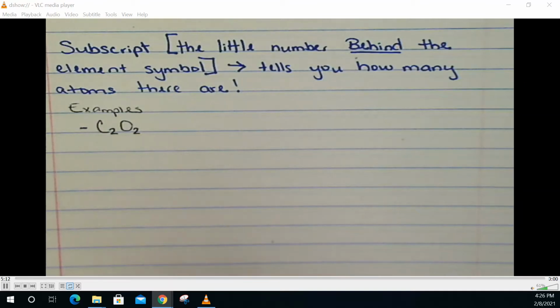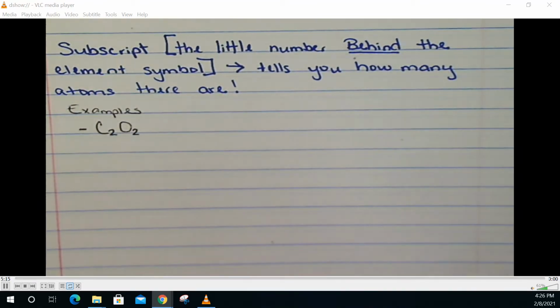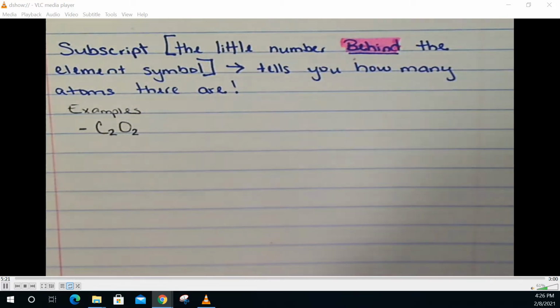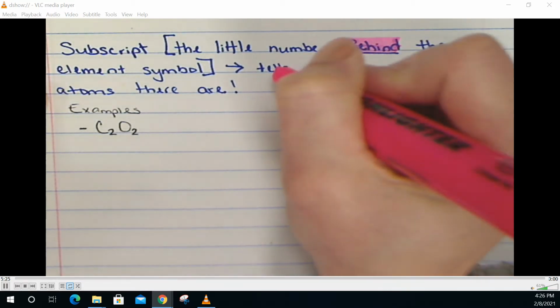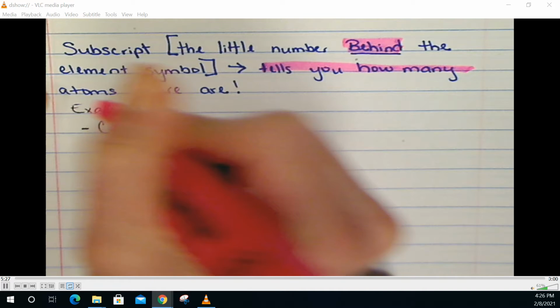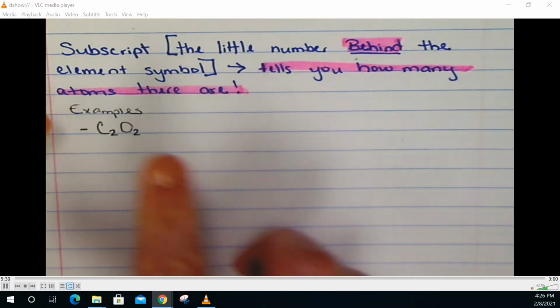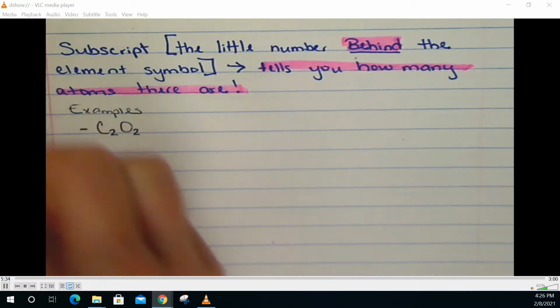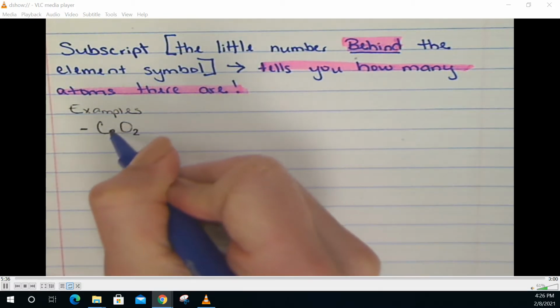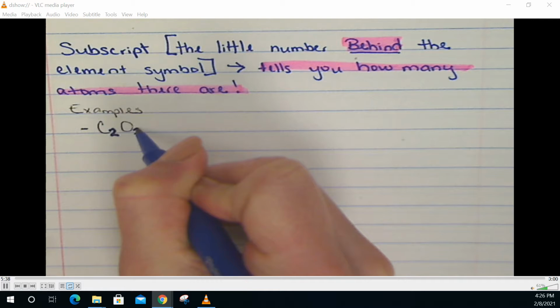So now we're going to talk about what a subscript is. A subscript is the little number that is behind the element symbol. What this number tells you is how many atoms there are. For example, our first one is going to be C2O2. The subscript is right here, that tiny little 2. That is called a subscript.